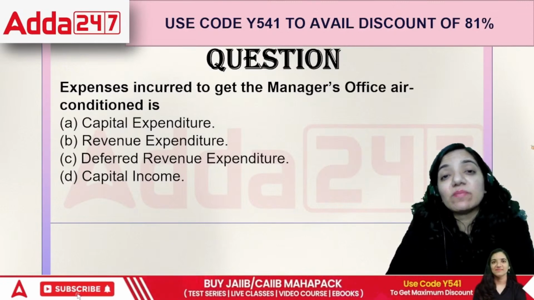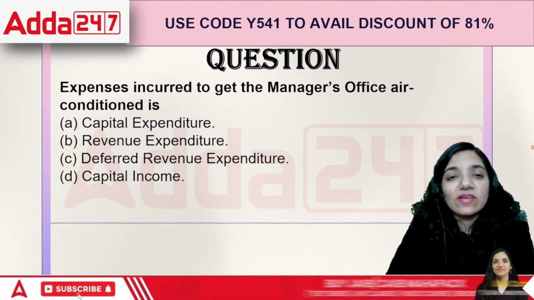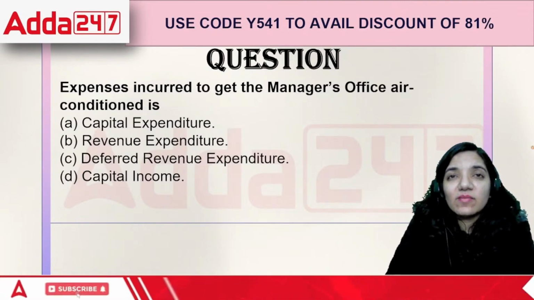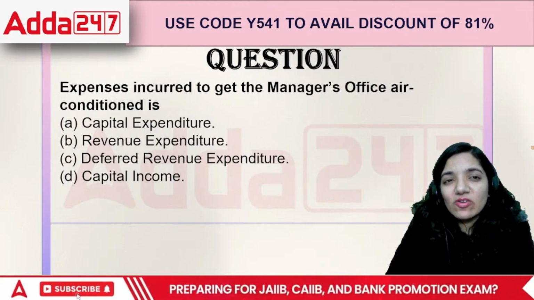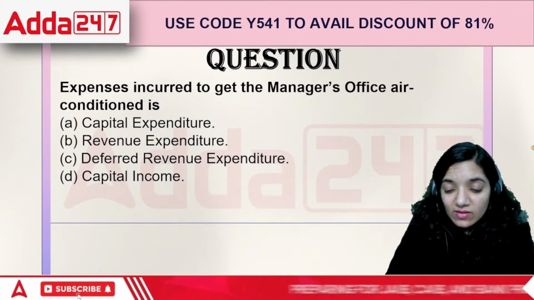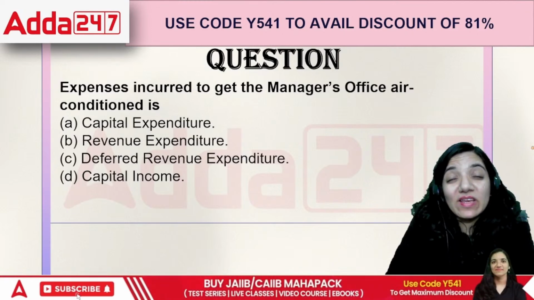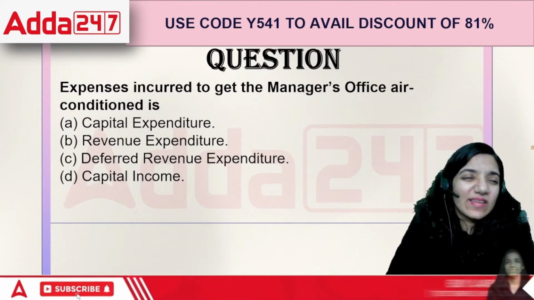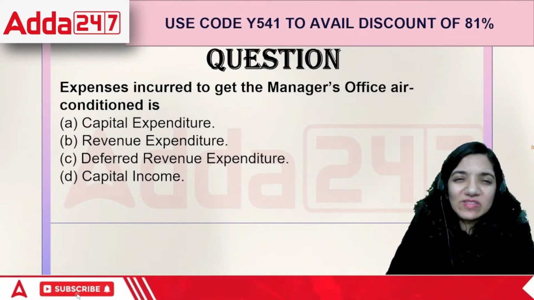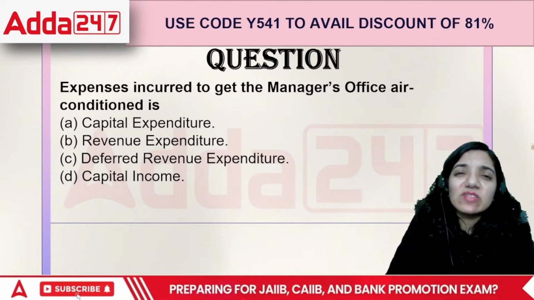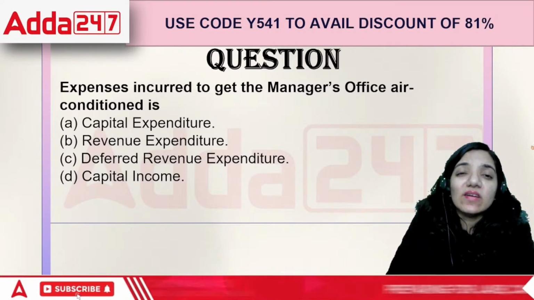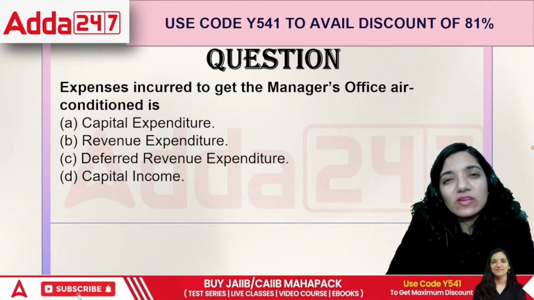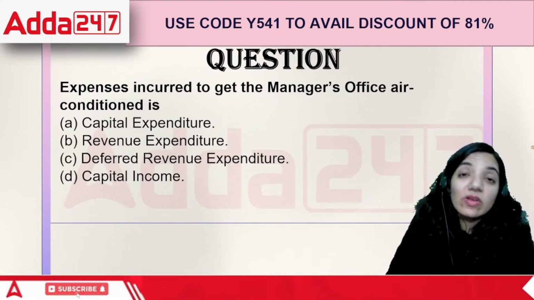Expenses incurred to the manager's office air conditioned is. See, basically the manager who is working in the organization cannot work in weather which would be very, very warm, and at the same time where there's a good amount of precipitation in the air. So it becomes difficult to work in such an atmosphere. So the air conditioning is required in every nook and corner of the office.